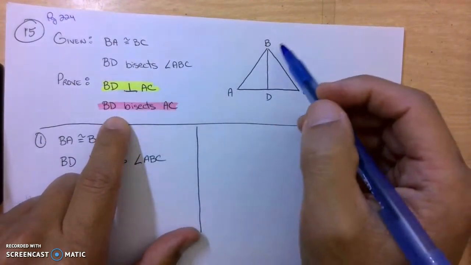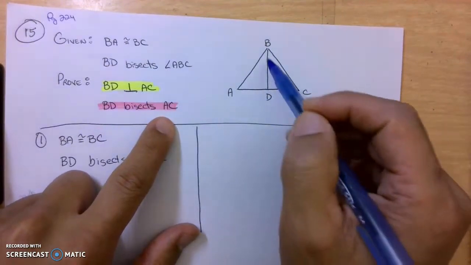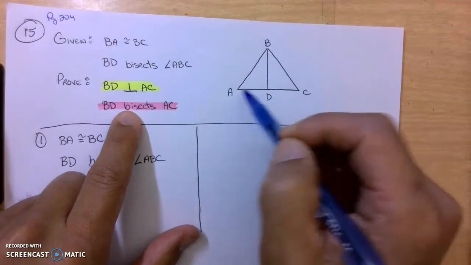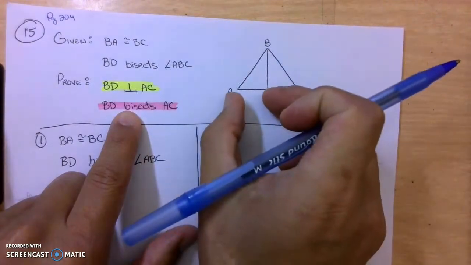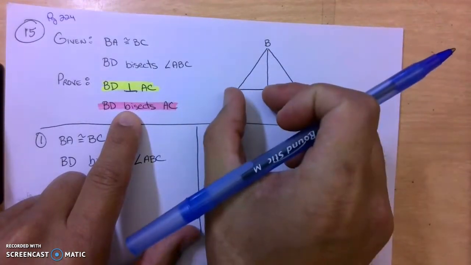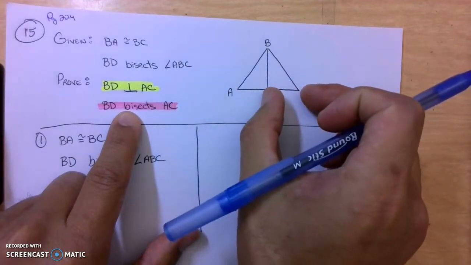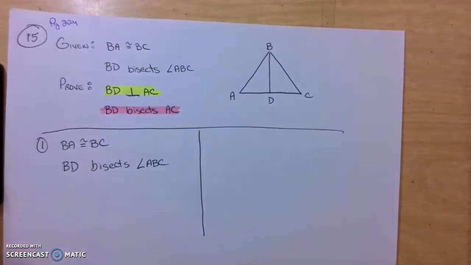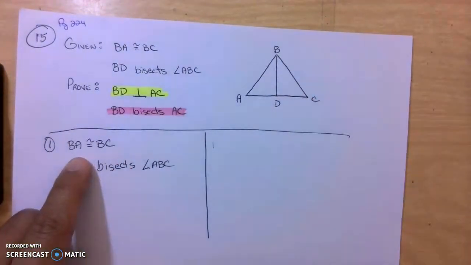And then in the pink here, it says BD bisects AC. If this line bisects AC, this left must equal this right. So eventually we want to prove that this left is equal to this right. Okay? So let's now go back to the start, which I've already written down here.